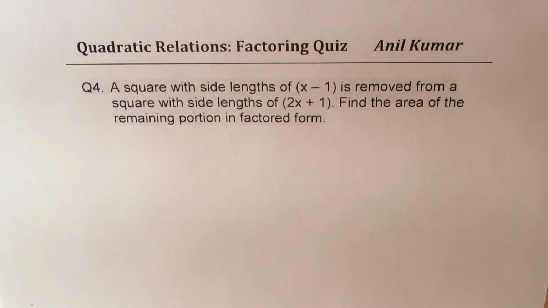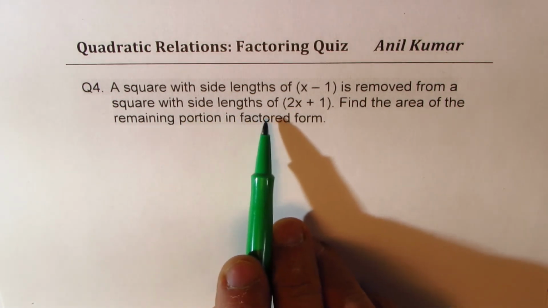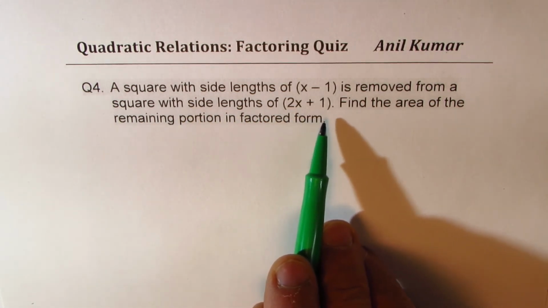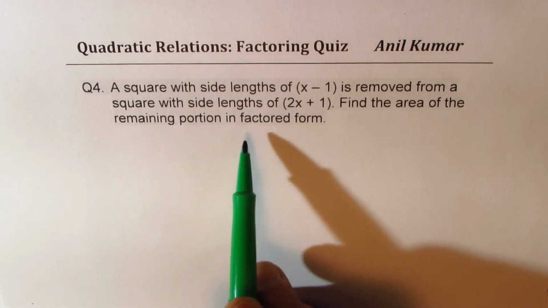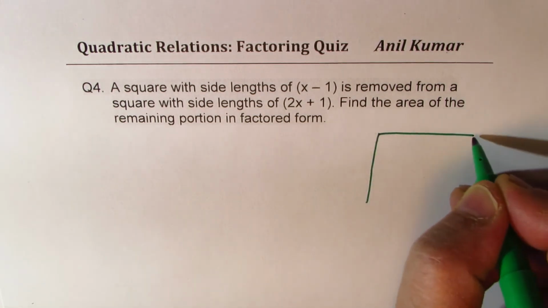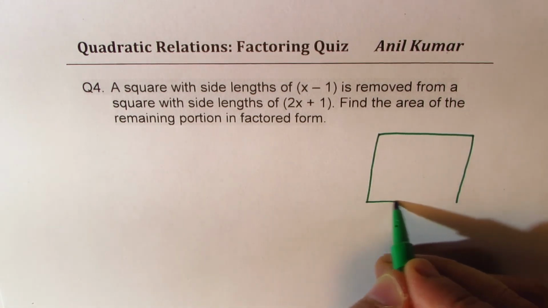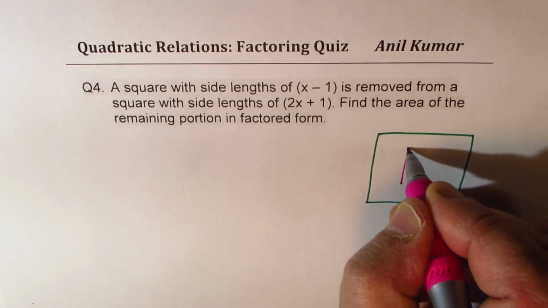Now here is the last question. It's an application question. A square with side length of x minus 1 is removed from a square with side length of 2x plus 1. Find the area of the remaining portion in the factored form. So basically we have two squares. So let's say this is the bigger square and we're trying to remove another square from it.